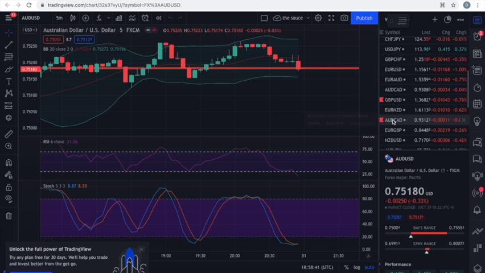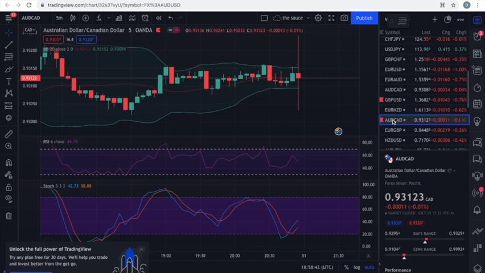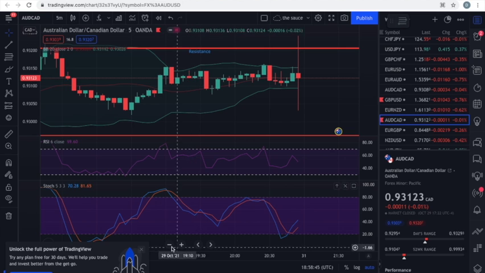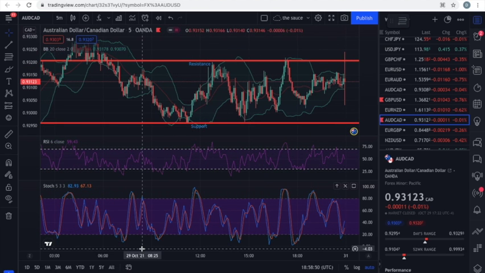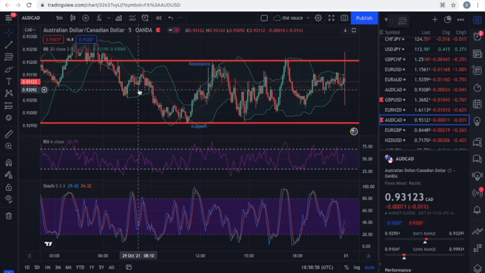Now let's get into it. So we can find these markups. All right, so we're on AUDCAD, and as you can see, the time frame I use is the 5-minute time frame. I basically marked up some support and some resistance areas here for the trading session that ended on Friday. Now, this is how I normally go to work and mark up my charts.